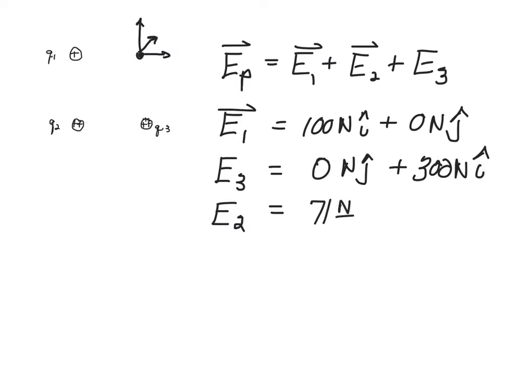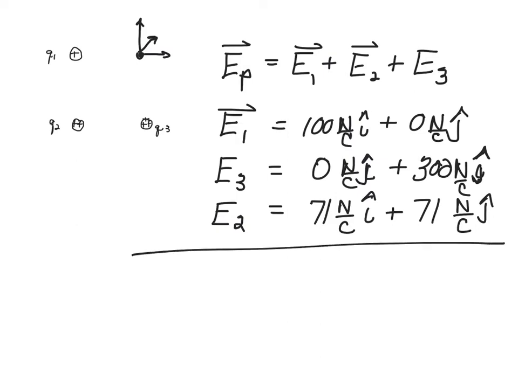We get 71 newtons per coulomb. Oops, I messed up these units. You see, it's easy to get field and force confused. These should all be newtons per coulomb. Plus 71. I'm rounding to two significant figures. That's good enough here. This is i hat. This is j hat. And oh, I messed up these. This should be i hat. This should be j hat. I'm going too fast.